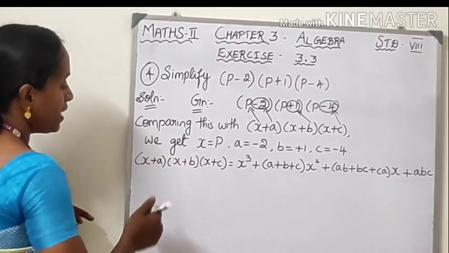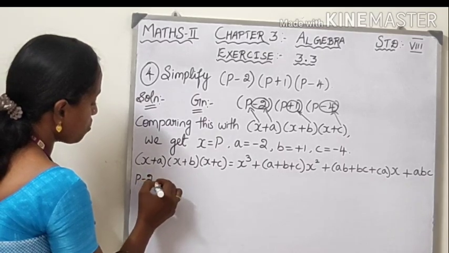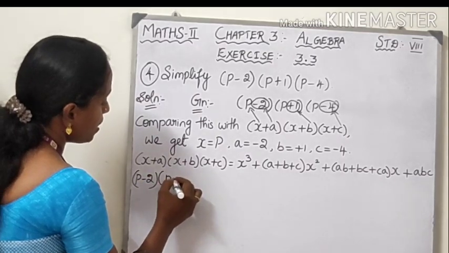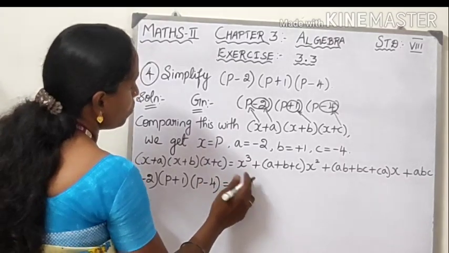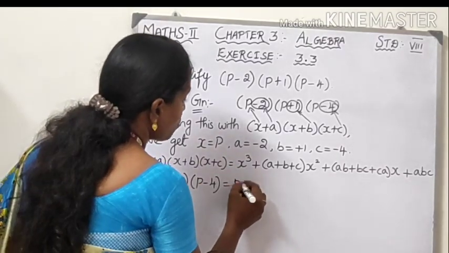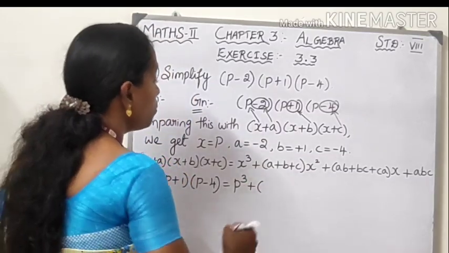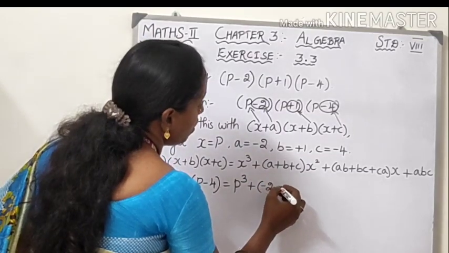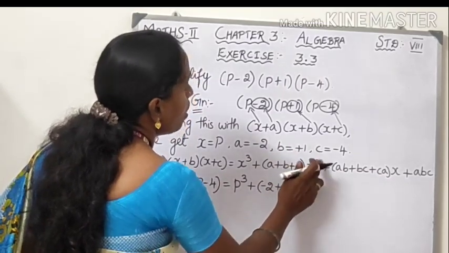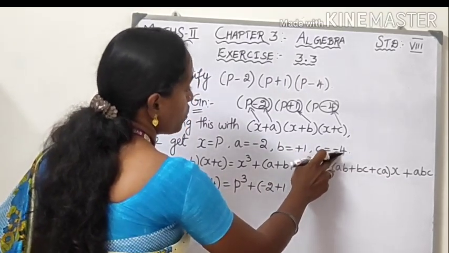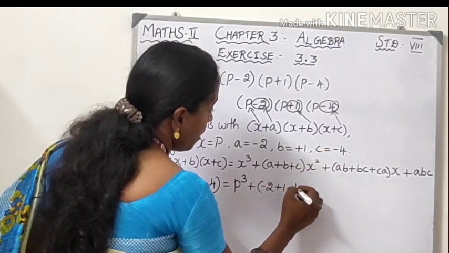In our identity, on the left hand side we can write our question: (p minus 2)(p plus 1)(p minus 4). It is equal to, what is the x value? It is p. So p power 3 plus, what is the a value? It is minus 2. And what is the b value? Plus 1. So minus 2 plus 1. What is the c value? It is minus 4. So minus, here we have plus, so plus into minus we will get minus 4.